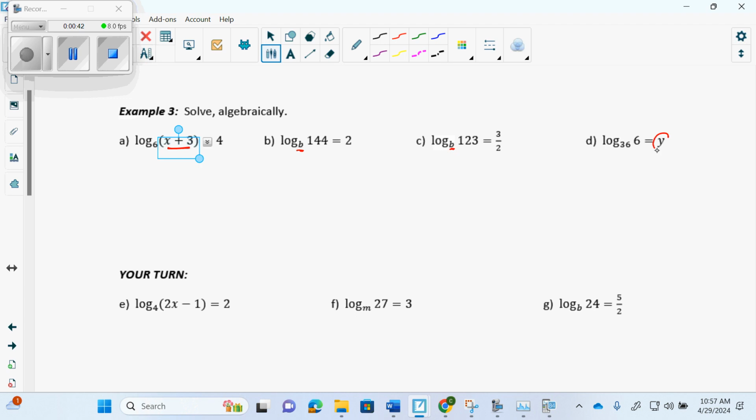This one you might be able to. We're going to show you how to use a calculator. But that one has a y equals. That one's in a nice spot, right? If I know how to type this log base 36 of 6 into my calculator, poof, I have an answer. That one's easy. You just have to learn how to use a calculator, right?